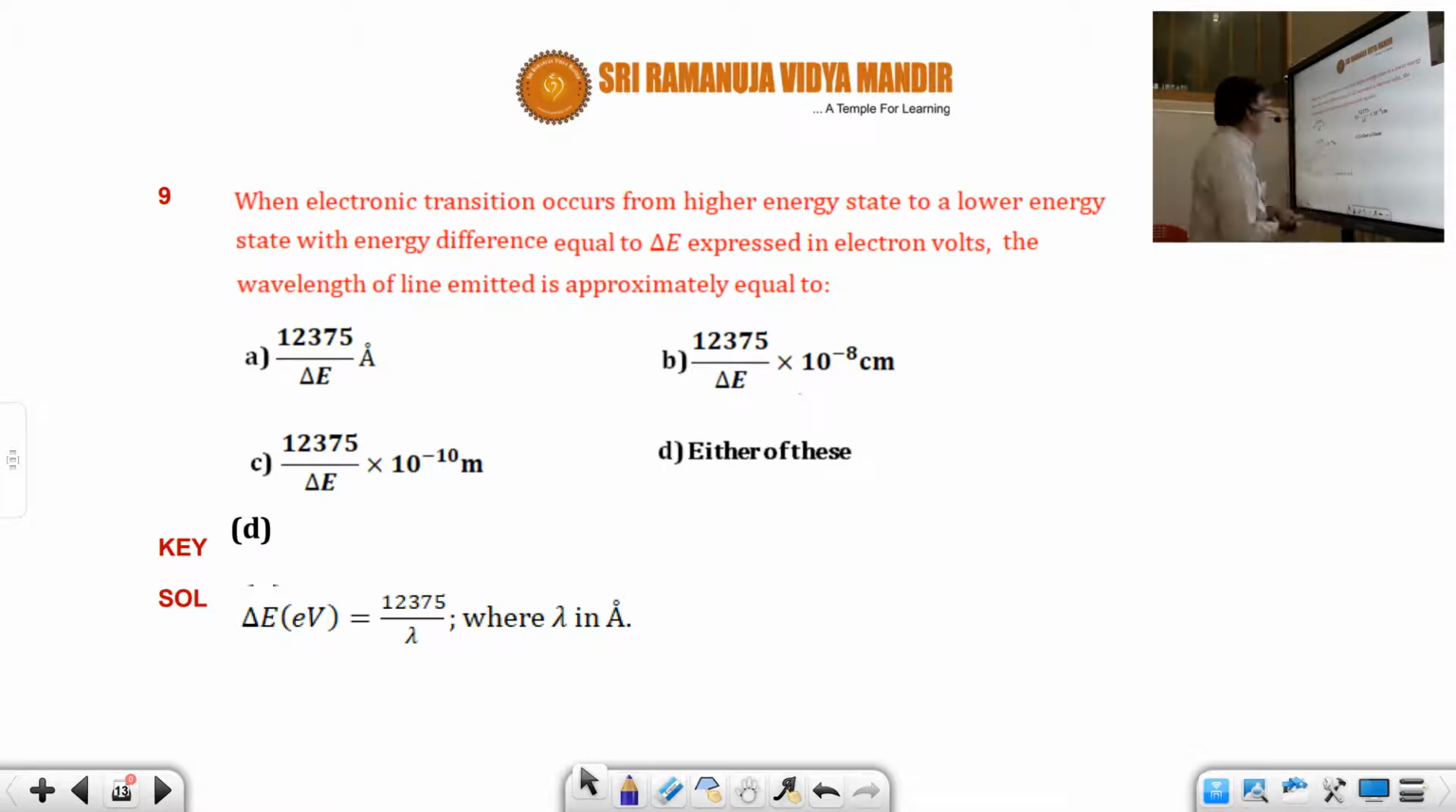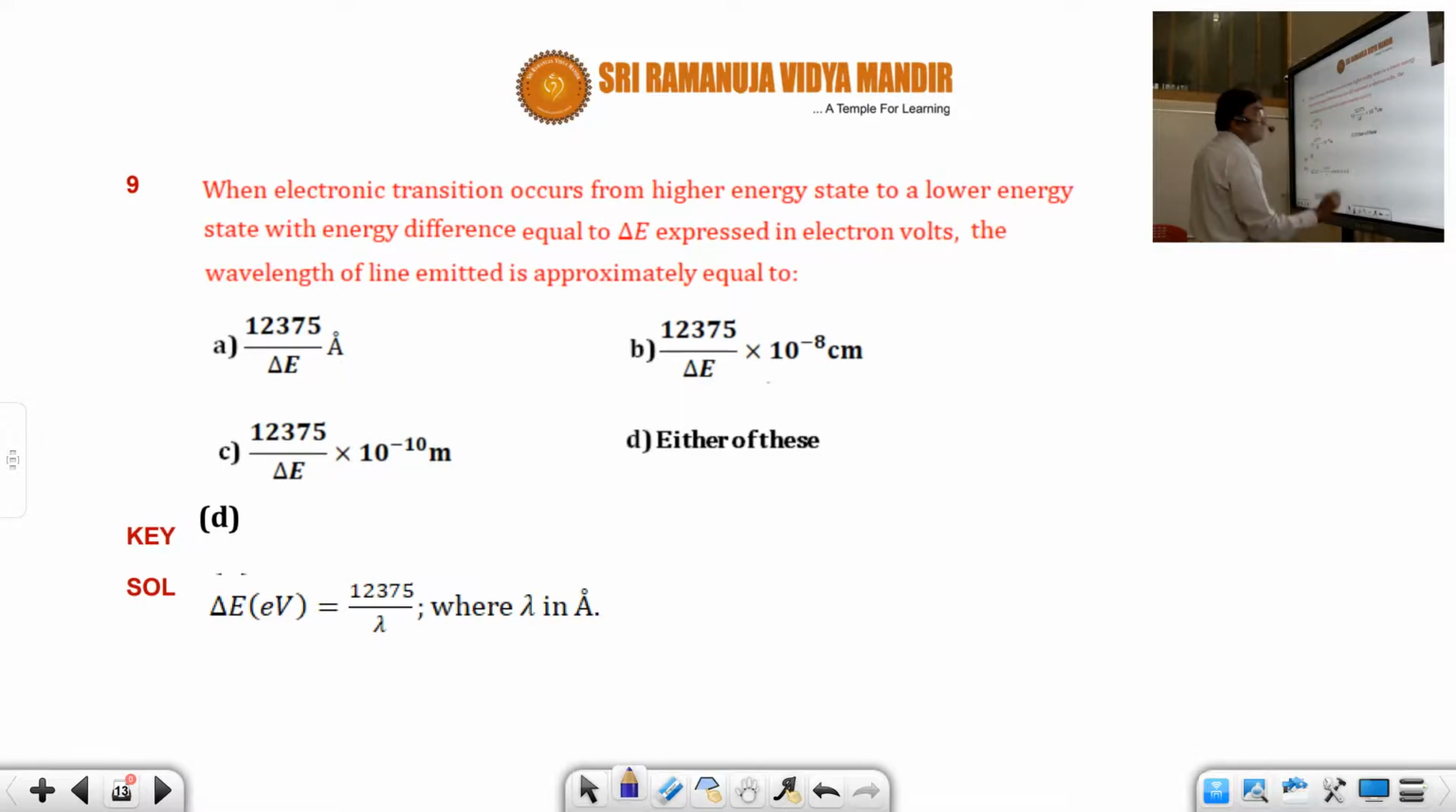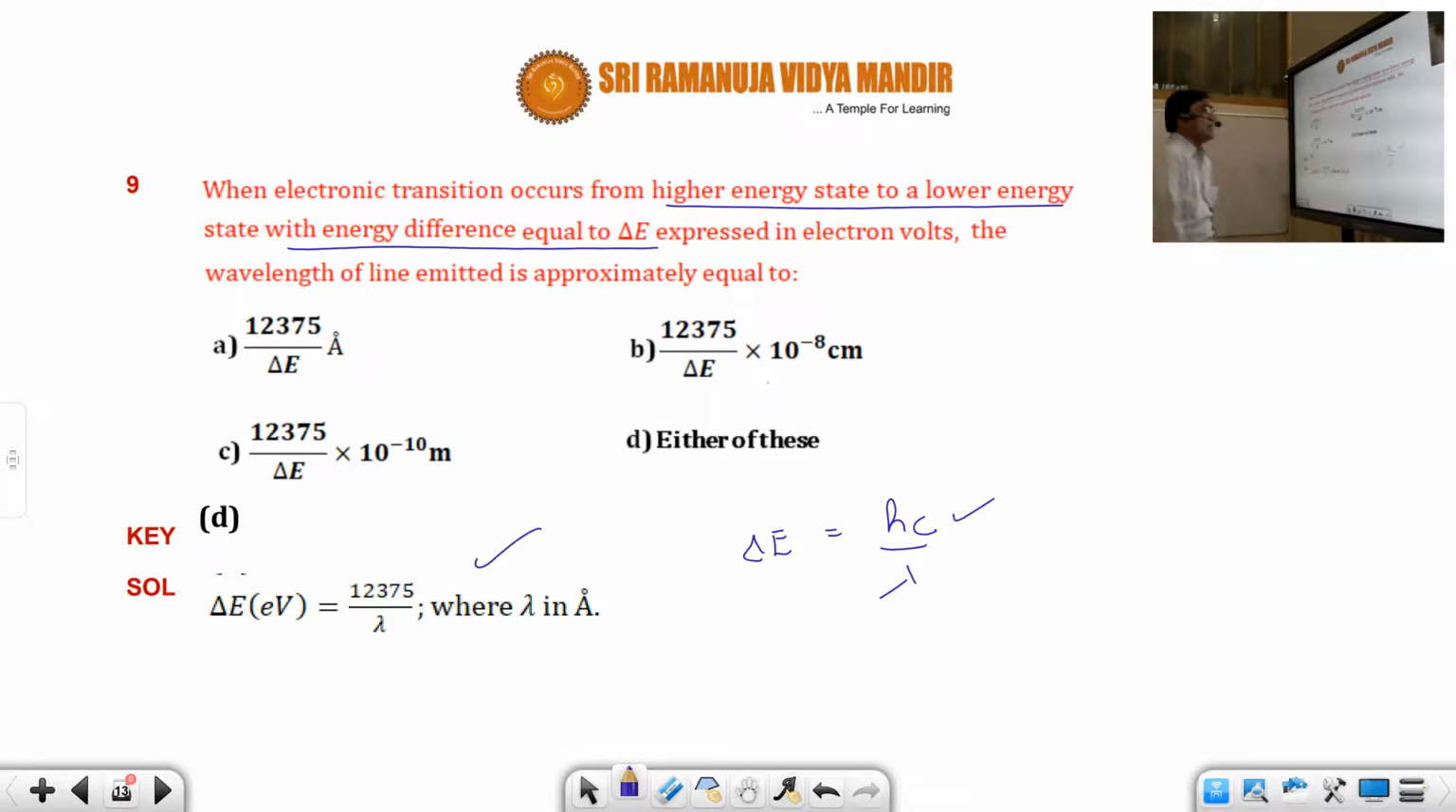Okay. So now, when electronic transition occurs from higher energy state to lower energy state with energy difference delta E expressed in electron volts, the wavelength of the line is very simple actually. If you calculate, delta E is equal to hc by lambda. Hc values you know very well. So substitute the values, you will be getting in electron volts 12375 by lambda. If you remember, delta E is nothing but E2 minus E1, that is equal to hc by lambda.